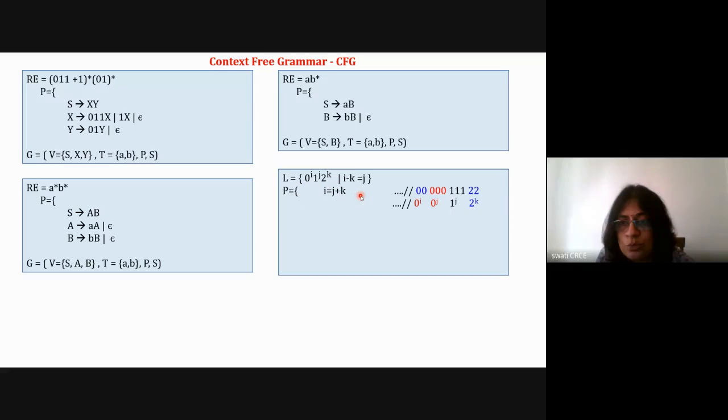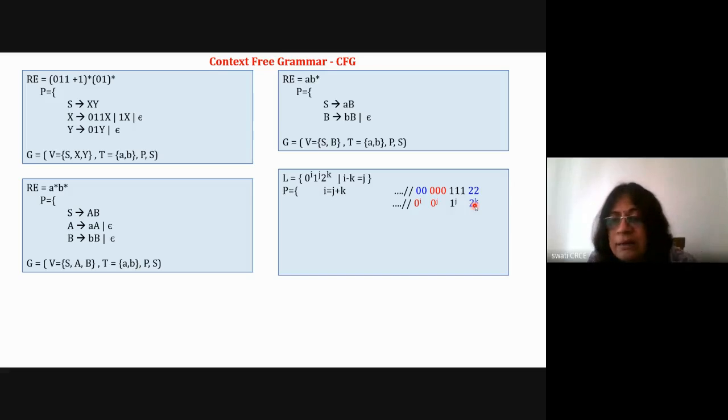Okay, so I can assume some values and rewrite the statement. Suppose my K is equal to 2, so 2 is there for 2 times. And my I is equal to 5, so 0 will be there for 5 times. So 5 minus 2 will be equal to 3, so 1 will be there for 3 times. So I can split the word as 0 raised to I, 1 raised to J, and 2 raised to K.